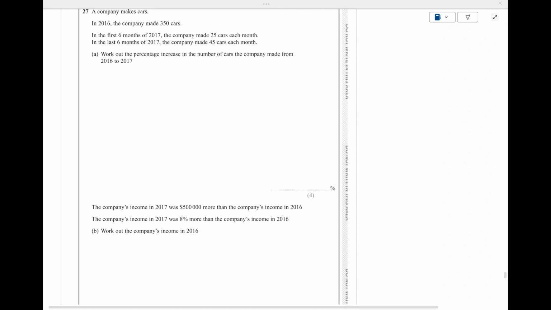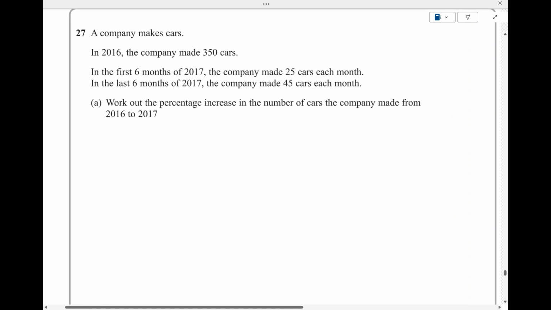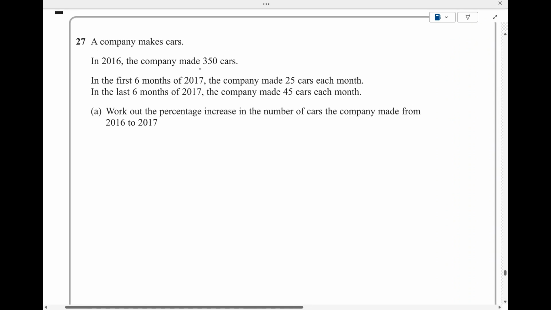Question 27. This is the last question of the paper. A company makes cars. In 2016, the company made 350 cars. Okay, let's just write that down. 2016, the company made 350 cars. Right, in the first 6 months of 2017, the company made 25 cars each month. So I wonder how many that is altogether in those 6 months. 25 times 6, so that's 150 cars in the first 6 months.